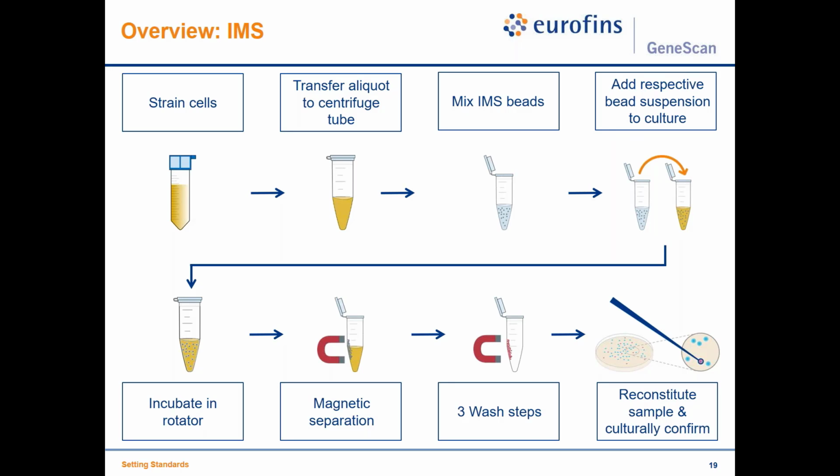So if we look over the workflow for this, when you come from the enrichment, basically you have a clarified enrichment that you mix with your IMS beads. You incubate those on the rotator for a certain period of time. You do the IMS separation. Then there are 3 washing steps after that, and then you can go into different detections.